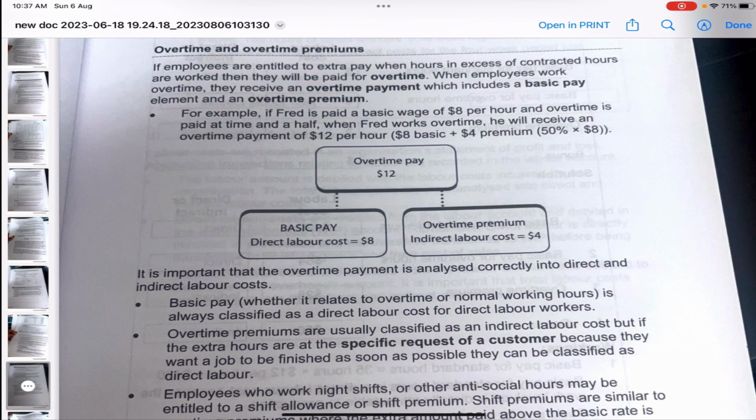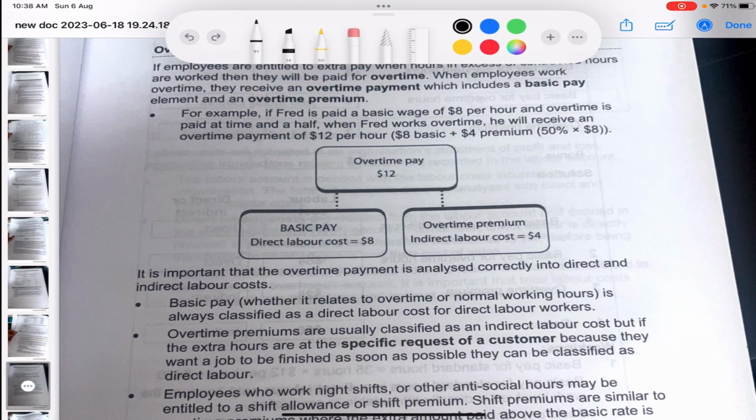So if employees are entitled to extra pay when hours in excess of contracted hours are worked, then they will be paid for overtime. When employees work overtime, they receive an overtime payment, which includes a basic pay and an overtime premium. Let's say that for an employee, the contractual hours are 6 hours a day, and for each hour he or she is paid, let's say, $2 per hour.